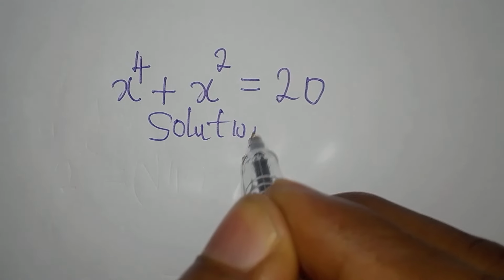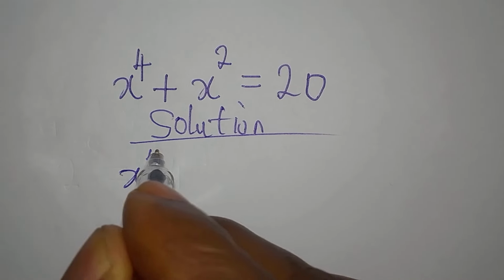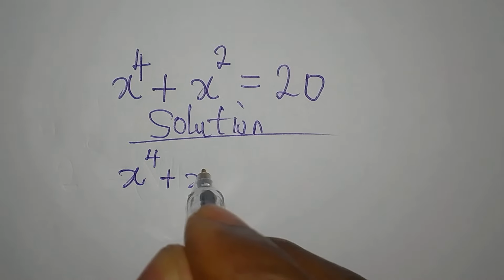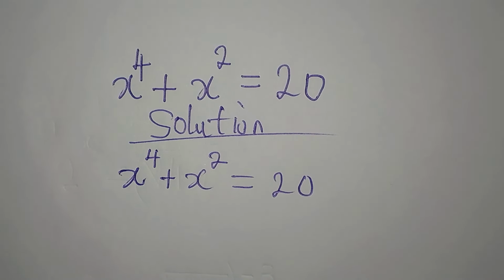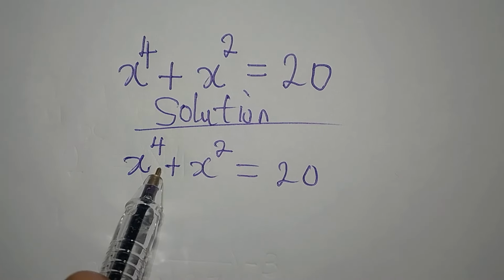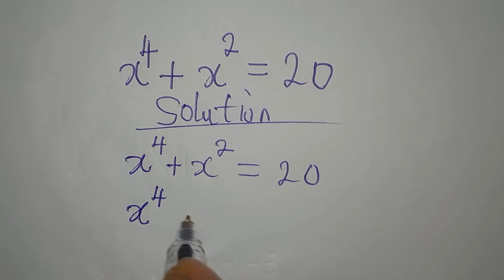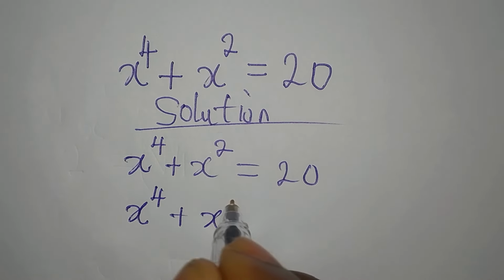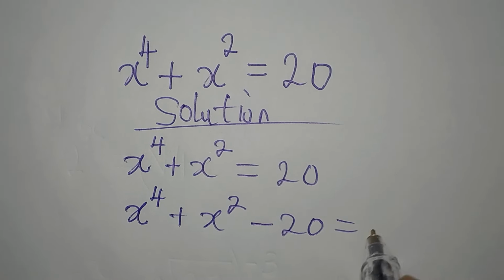Let's solve this very quickly. x to the power of 4 plus x to the power of 2 equals 20. Okay, so what do we do in this case? Bring this to the left hand side so that you have x to the power of 4 plus x to the power of 2 minus 20 equal to 0.